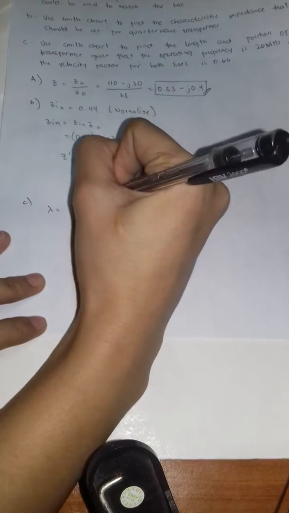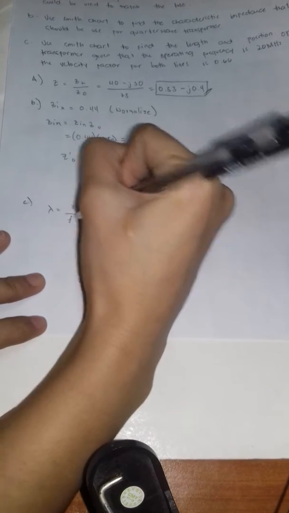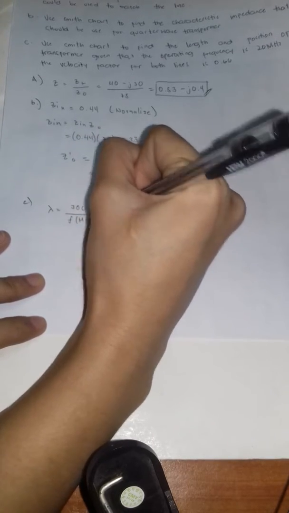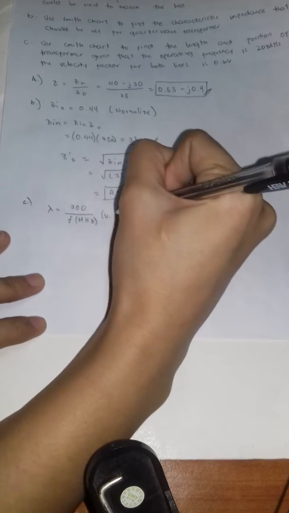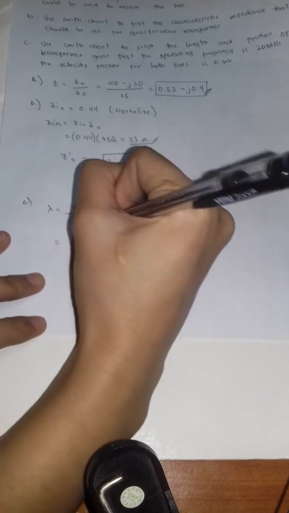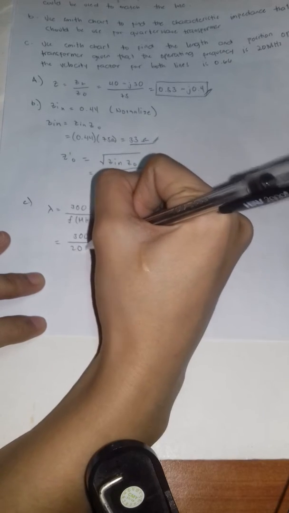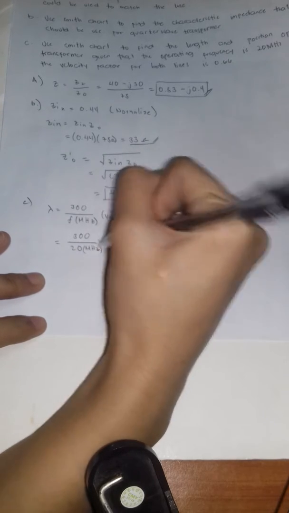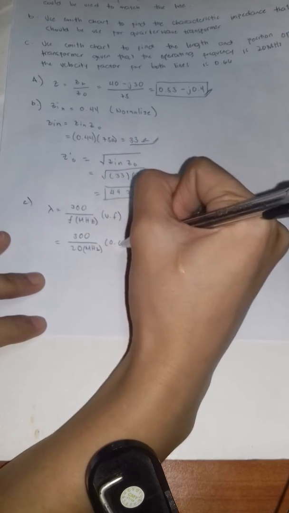C. Find the length and position of the transformer given that the operating frequency is 20 MHz and the velocity factor for both lines is 0.66. Lambda is equal to 300 over operating frequency multiplied by velocity factor. 300 over 20 megahertz multiplied by 0.66 is equal to 9.9.